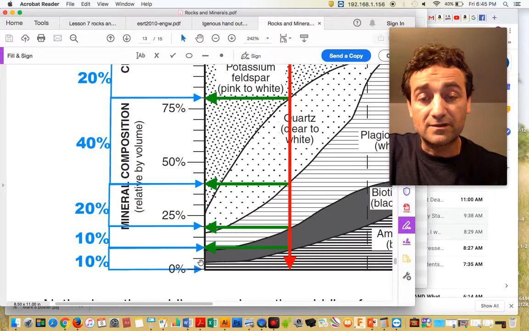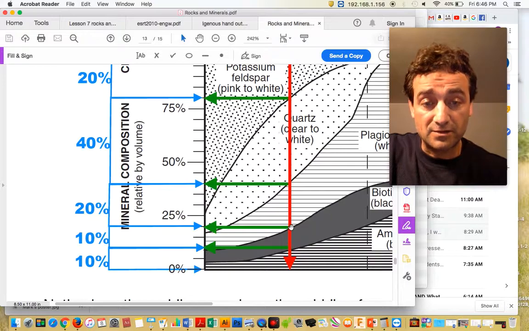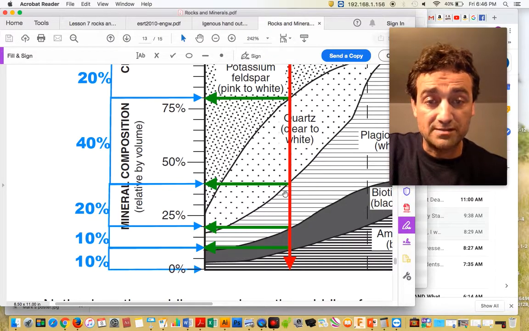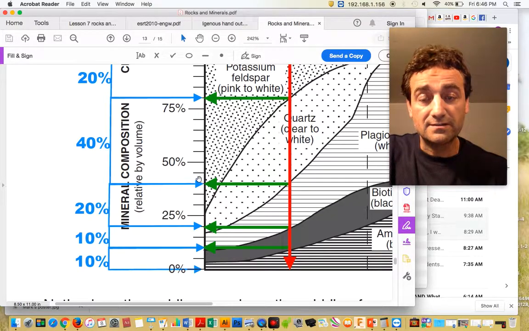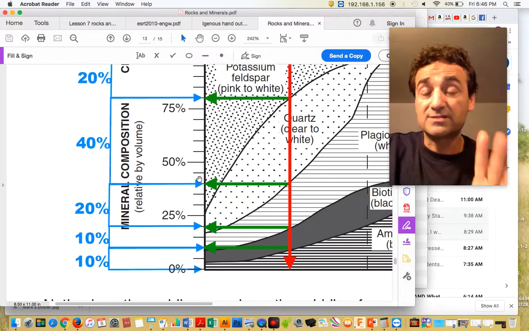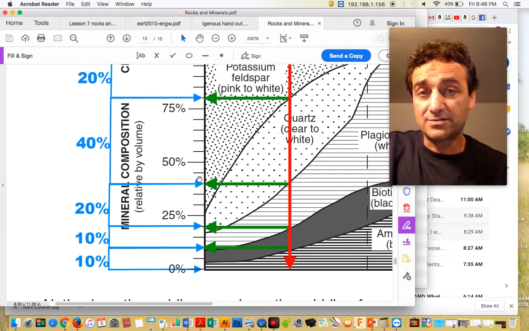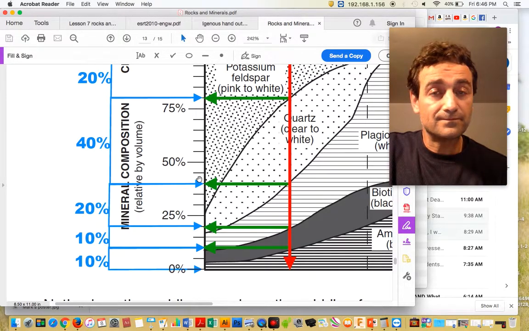You count the lines that are in that particular mineral, right? You draw the line from wherever it starts and ends, okay? And then you count the lines in between, multiply by 5 because each line is worth 5, and that's your percentage for each rock, okay?